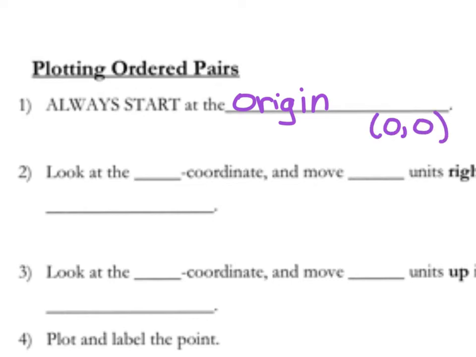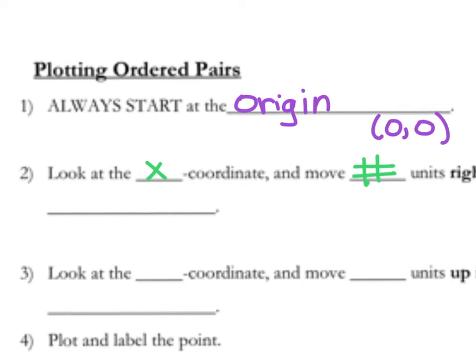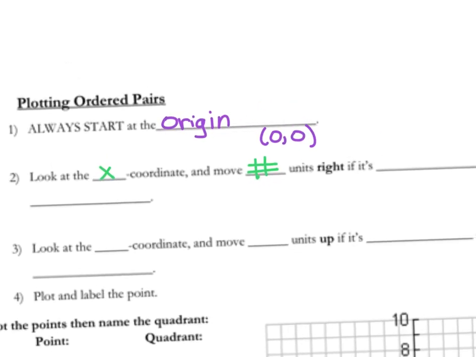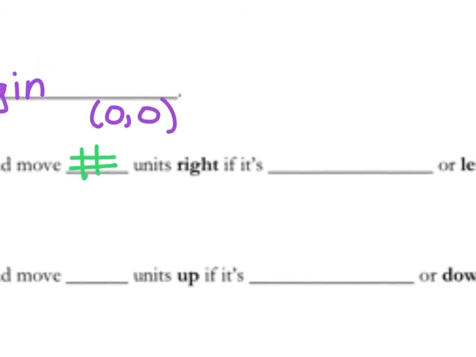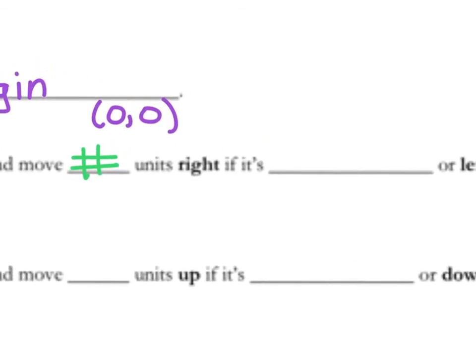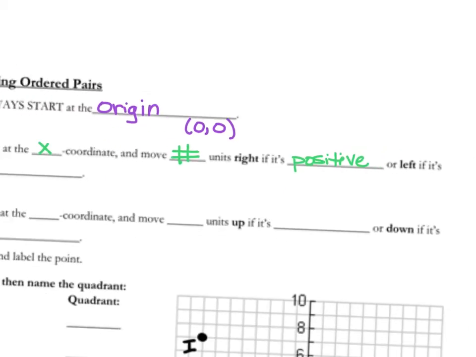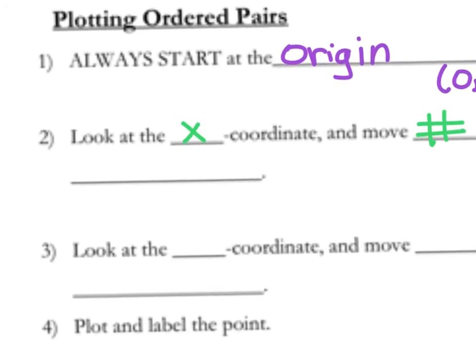Okay, so then we're going to look at the x coordinate, and we're going to move this number of units, whatever that number is, as the x coordinate. If it's positive, positive means right for our x values. And similarly, we're going to move left if the value is negative.